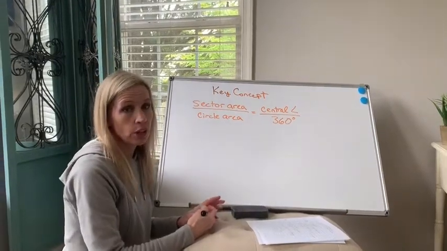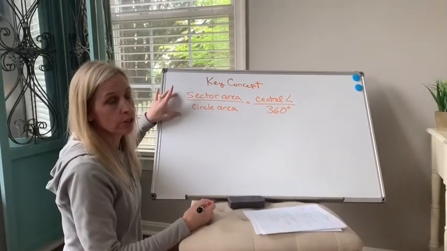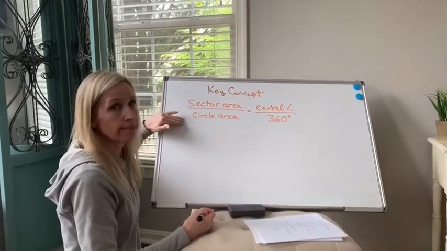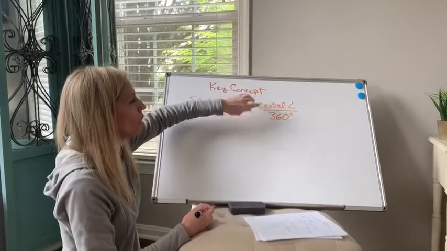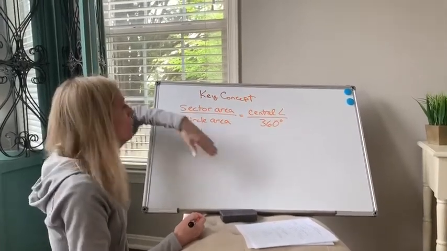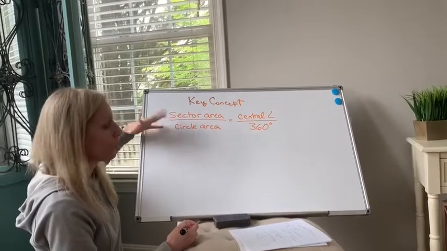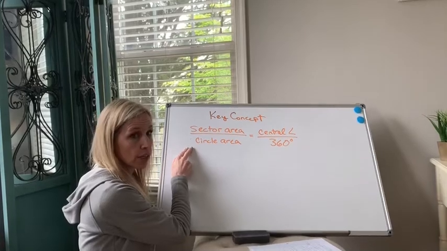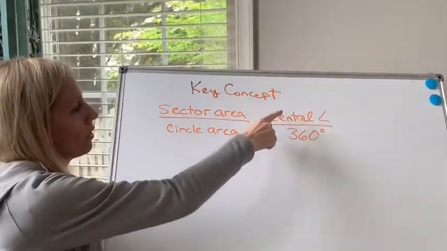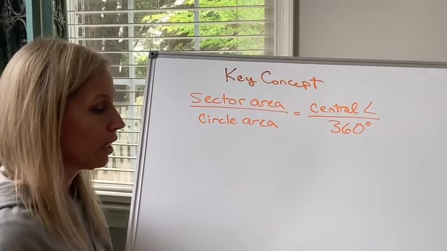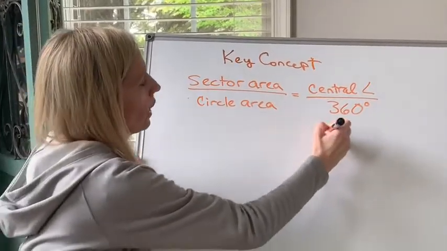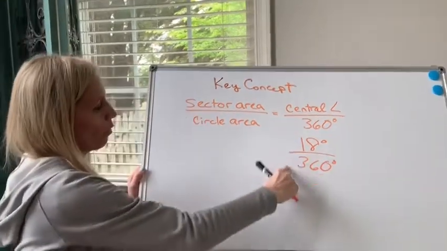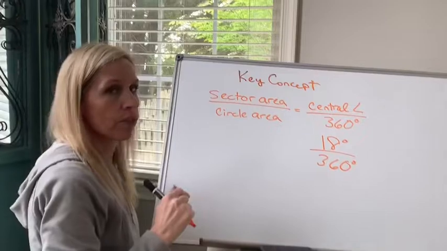There's another key concept that was in the tutorial, and it says that the sector area over the circle area is equal to the central angle over 360 degrees. So they're asking for the ratio of the sector area to the circle area, but that's the same thing as the central angle to 360. Since we just found the central angle, which is 18 degrees, we're just going to plug that in.